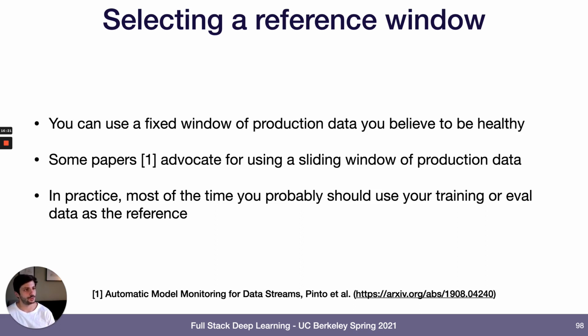But I think the pragmatic thing to do here is most of the time you should probably just use your training or evaluation data as the reference, because that's ultimately what the model was trained and evaluated on. And so if data that's coming in production looks different from that, it doesn't really matter if it isn't too different than the data that you saw in production a day ago. It's still different from the data that you really care about, which is the training data.